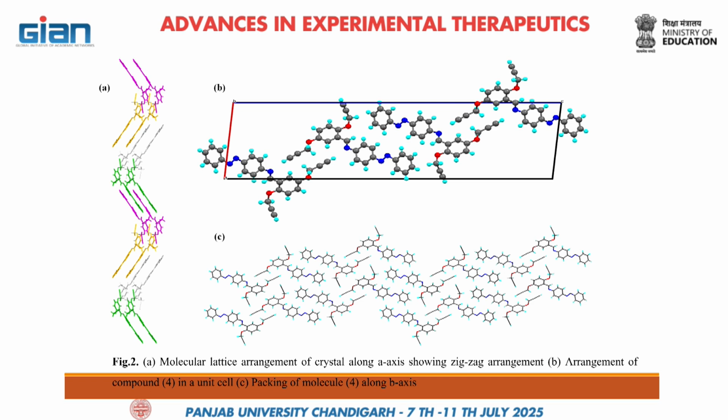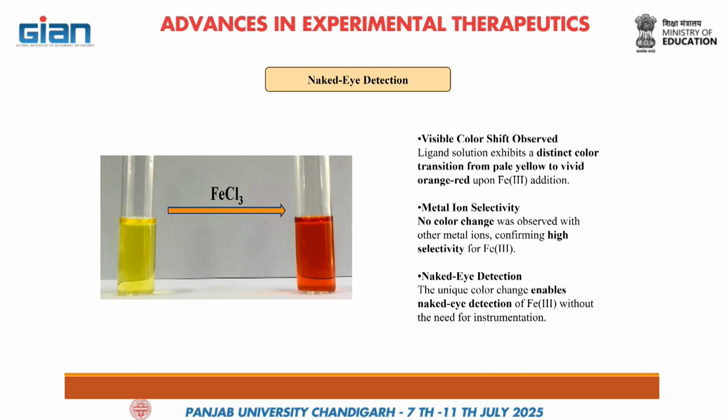Figure 2a represents the molecular lattice arrangement of the crystal along the A axis, showing its zigzag arrangement. Figure 2b represents the arrangement of compound 4 in the unit cell, which has 4 molecules per unit cell, and figure 2c represents the packing of molecule 4 along the B axis.